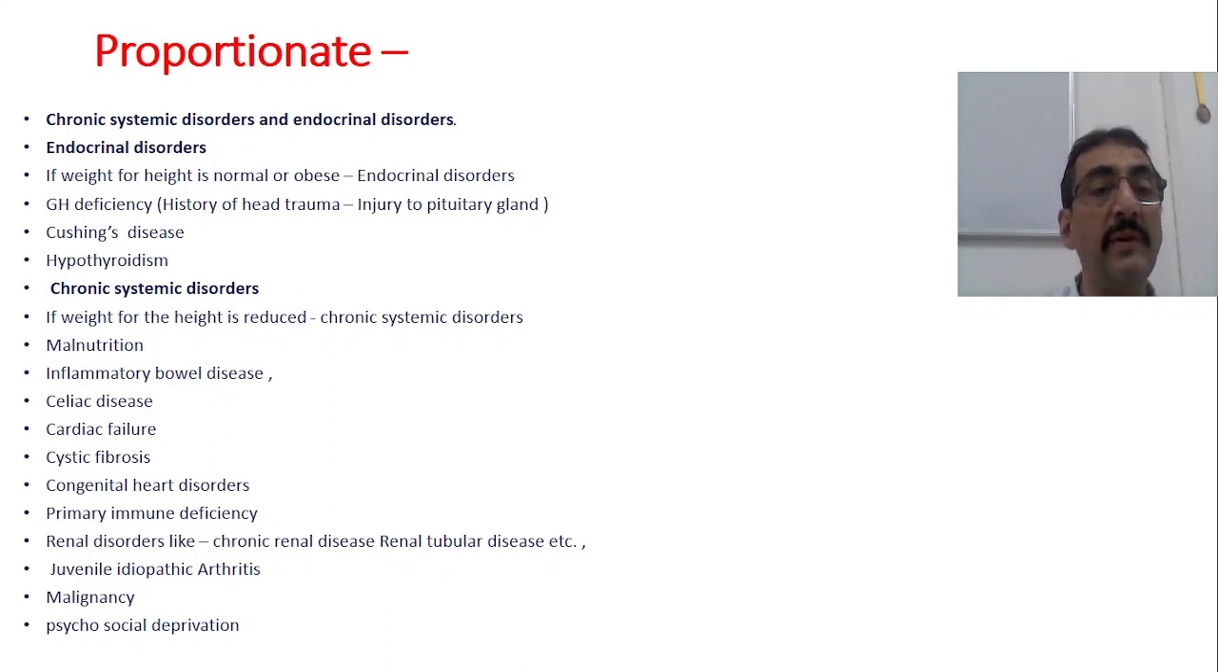Chronic systemic disorders are suspected when the weight for the height is reduced: malnutrition, inflammatory bowel disease, celiac disease, cardiac failure, cystic fibrosis, renal problems, especially very important. Congenital heart disorders, primary immunodeficiencies, chronic renal disease, renal tubular acidosis, etc. Juvenile idiopathic arthritis, malignancy, and psychosocial deprivation.